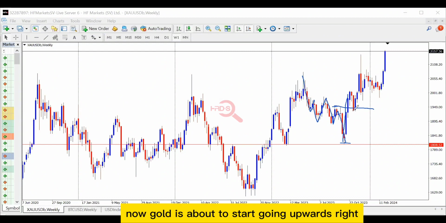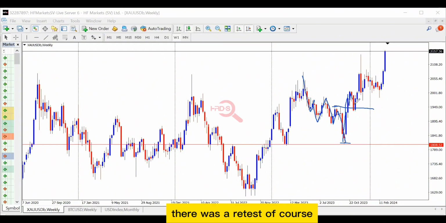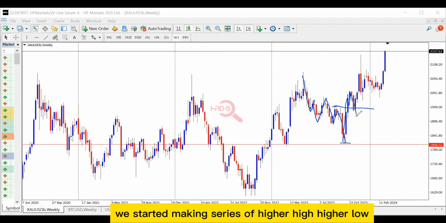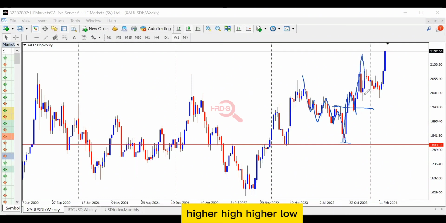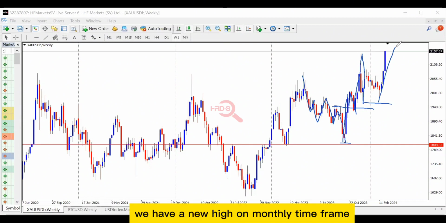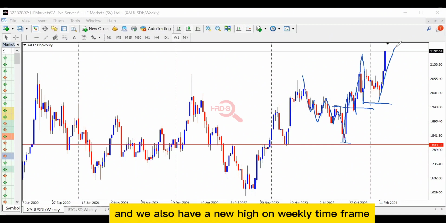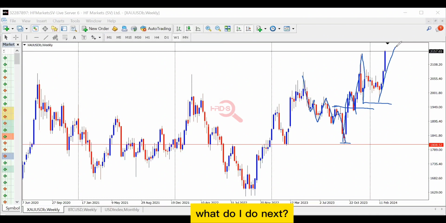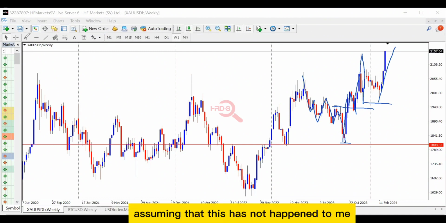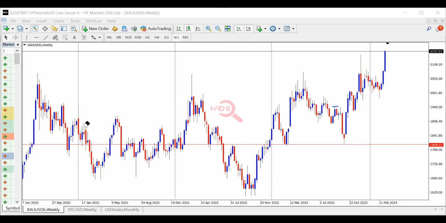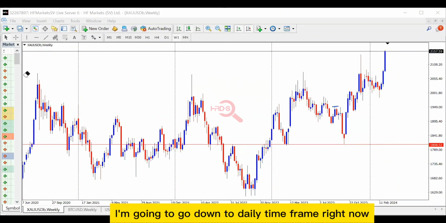All right, so there was a retest, of course, right inside here. So after that retest, we started making a series of higher high, higher low, higher high, higher low. This is the low, and then we've now made a new high. So we have a new high on monthly time frame, and we also have a new high on weekly time frame. So what do I do next? Assuming that this has not happened, I'm going to go down to daily time frame right now.